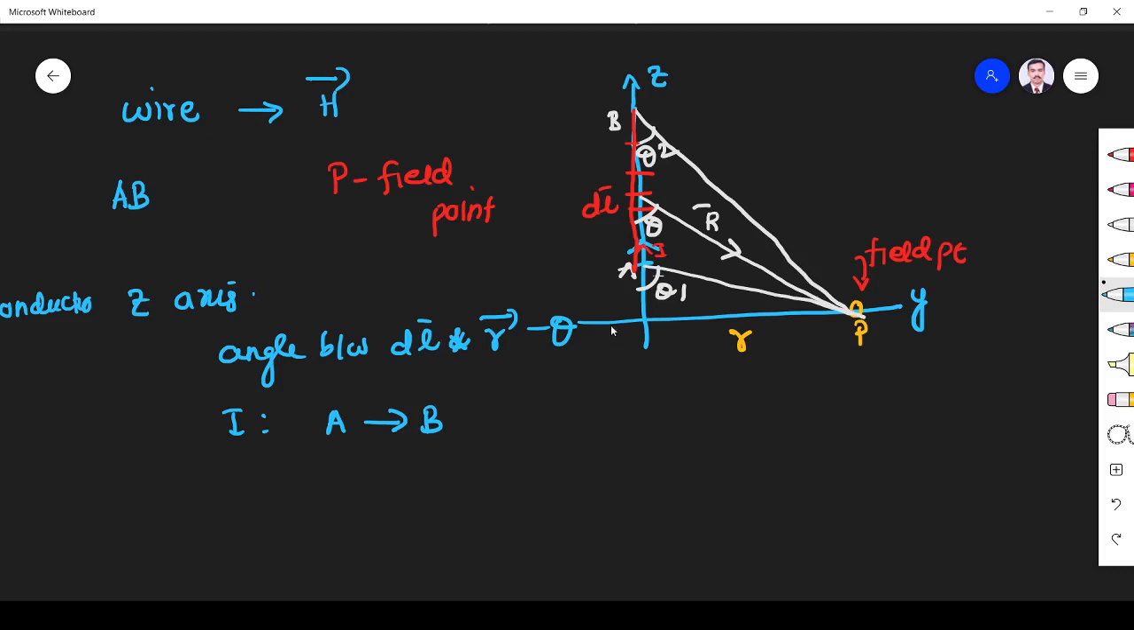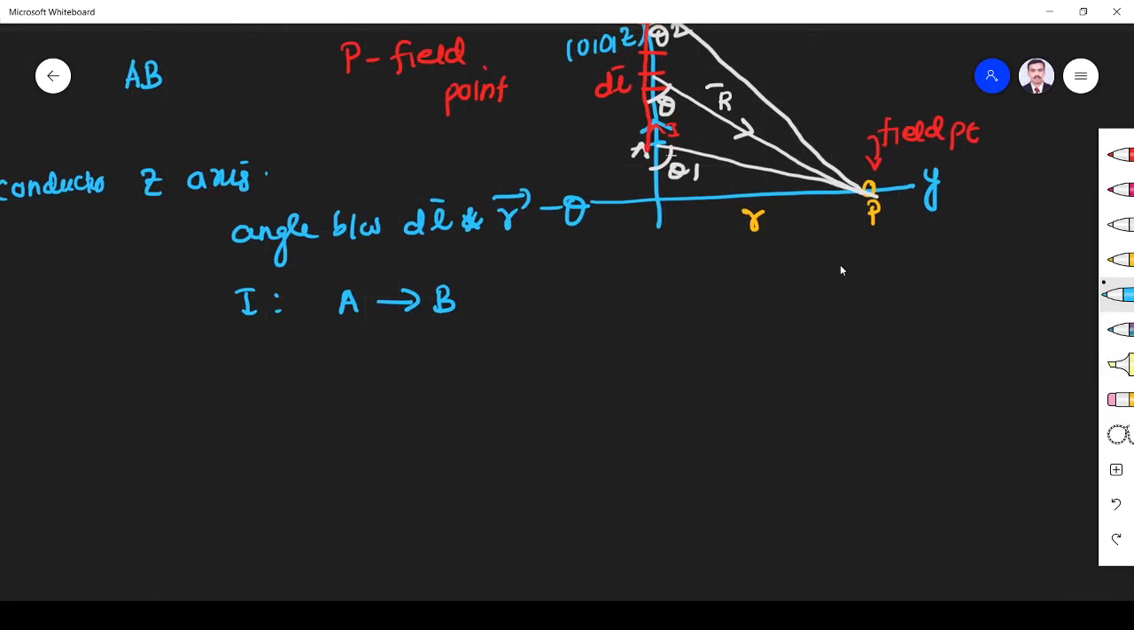So theta 1 and theta 2 we know. Now, as per the Biot-Savart law, let us assume dL is located on the z-axis at 0, 0, z. I don't give the value for the length; it is simply located on the z-axis. The magnetic field at point P due to this dL is given by the Biot-Savart law: dH equals I dL cross R cap divided by 4 pi R squared.